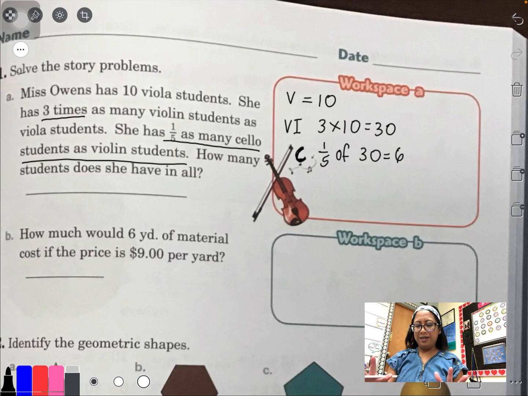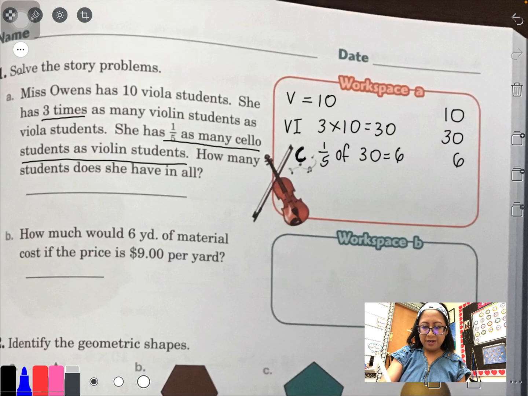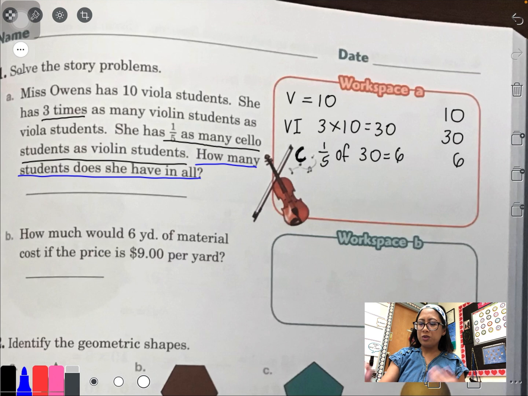Okay, so let's see. Miss Owens has 10 viola students, 30 violin students, and 6 cello students. The last part asks, how many students does she have in all? So you know what to do here. We're going to add. So go ahead and do that.